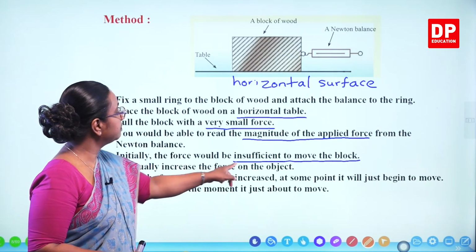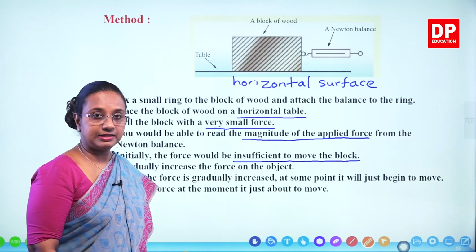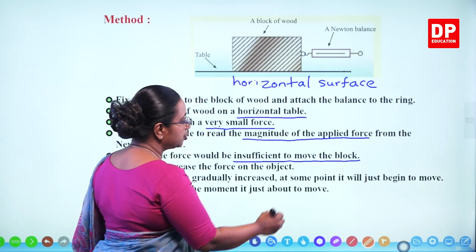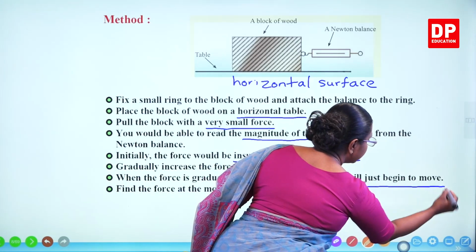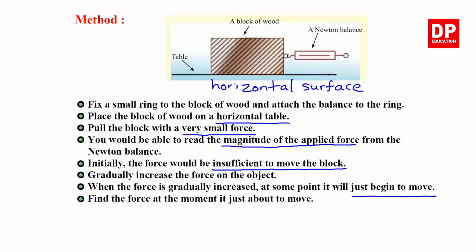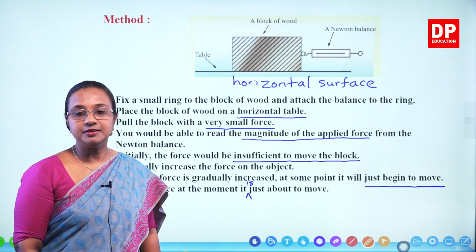Gradually increase the force on the object. When the force is gradually increased, at some point it will just begin to move. So here you can see it will just begin to move. Find the force at the moment it is just about to move. As the object starts to move, you have to find the force.